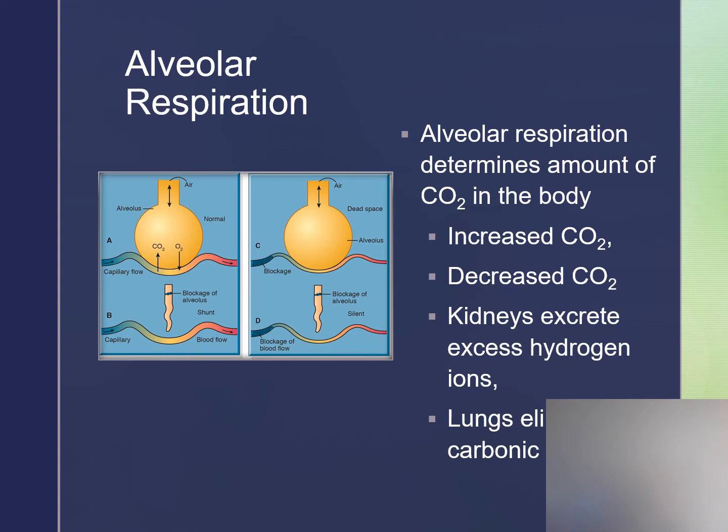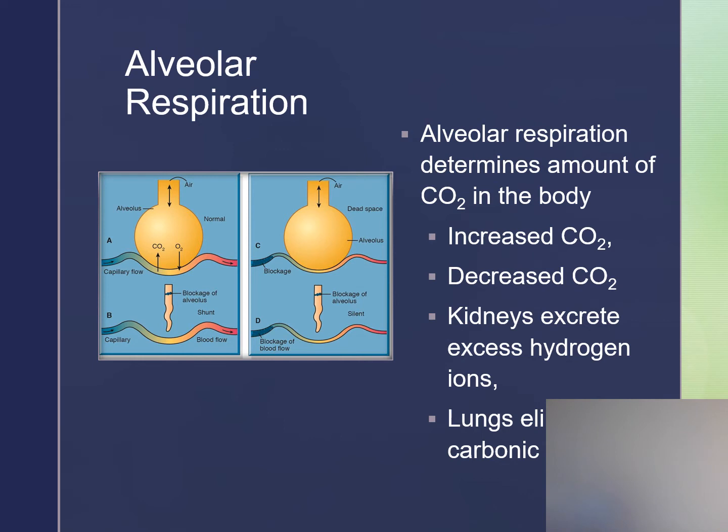Alveolar respiration will determine the amount of carbon dioxide in the body, and this aids in the acid-base balance. Increased carbon dioxide, primarily in the body fluids, is carbonic acid. This causes the pH to decrease below normal, which would be 7.4. A decreased carbon dioxide will cause the pH to increase above 7.4.